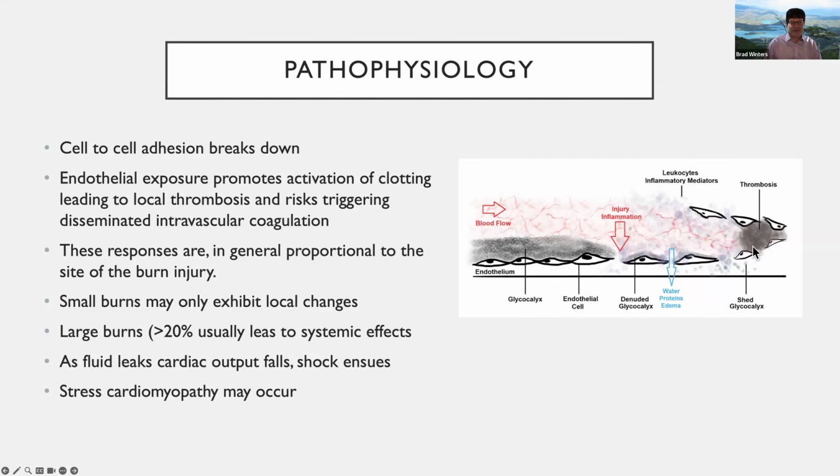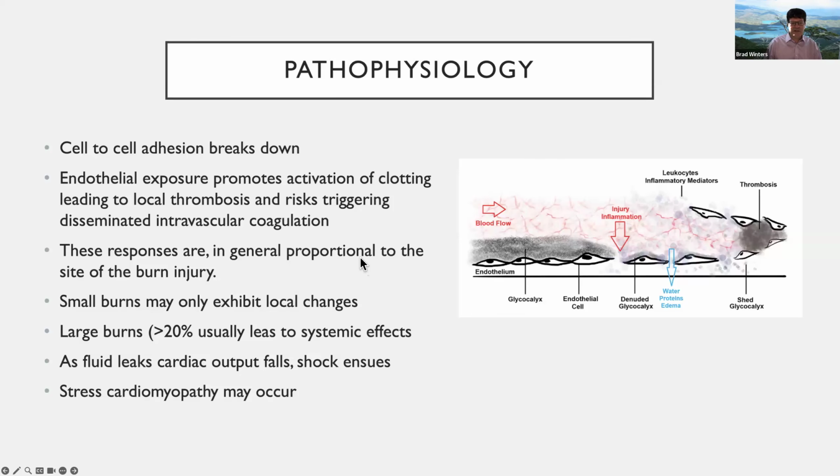This can also trigger disseminated intravascular coagulation, as I said. And once you get into disseminated intravascular coagulation with an extensive burn, your patient's mortality skyrockets. And these responses are generally in proportion to the size of the burn injury in the site. The small burns may only exhibit local changes and not become systemic, but large burns, again, over 20%, usually lead to severe systemic effects at a distance from the burn.